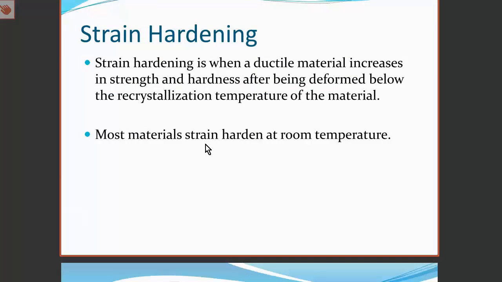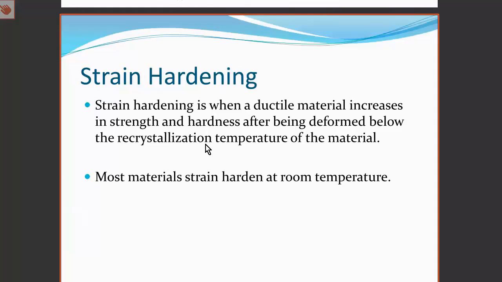Another technique, another mechanism that results in impeding the movement of dislocations, is called strain hardening. What happens when a material is strained is that the dislocation density in the material increases greatly. There become so many dislocations that they start interfering with each other's movement, and the material is strengthened.